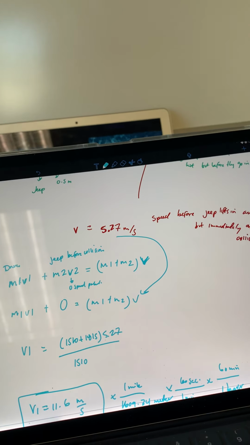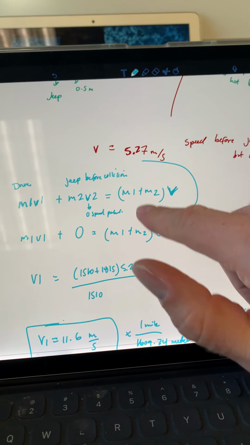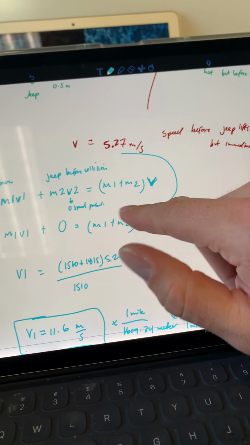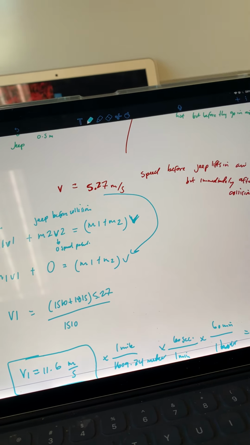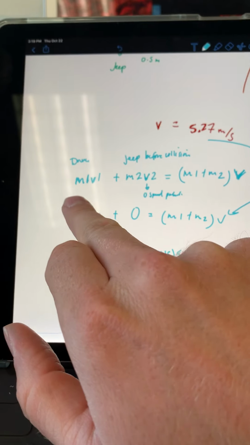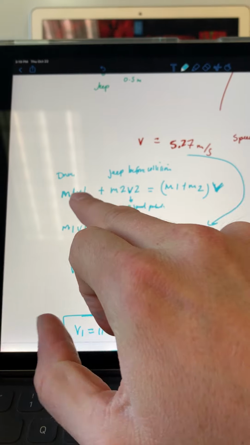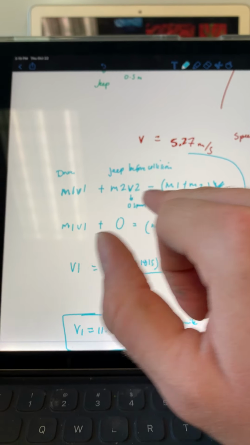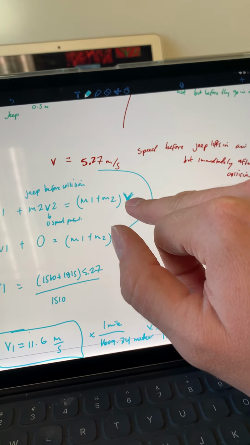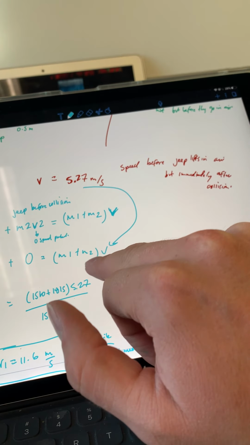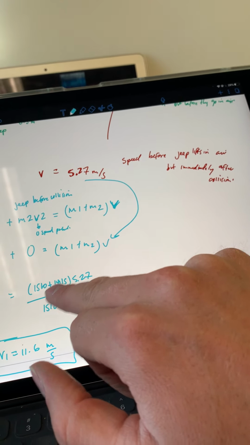And then knowing that, we can do the same conservation of momentum thing that we did before, but this time we've got the Jeep before the collision and the driver, right? So the driver had a mass and a velocity and a momentum. The Jeep had a momentum here. And we have the momentum final, which we know that their speed at the end was 5.27, and we have their mass 1 and 2 combined, which is 3,325.